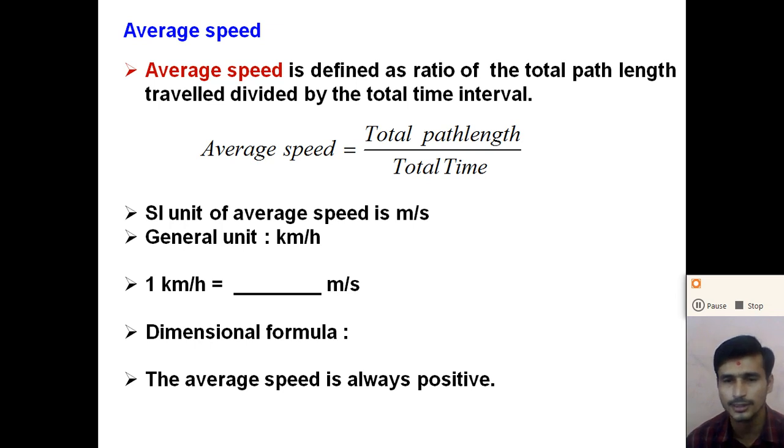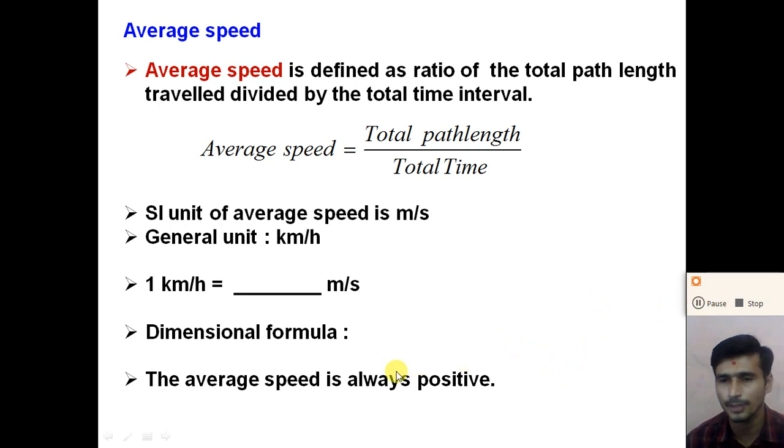Now what is the dimensional formula of the average speed, right? Here the total path length, that is the distance. The dimensional formula of the path length is L and time is T. So from that, the dimensional formula of the average speed is M0 L1 T minus 1.